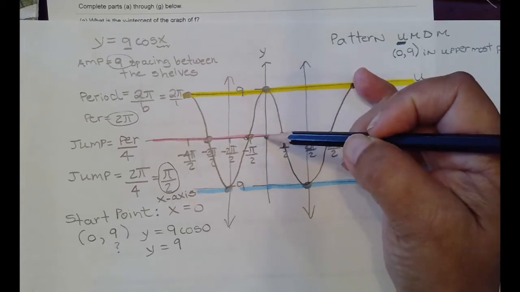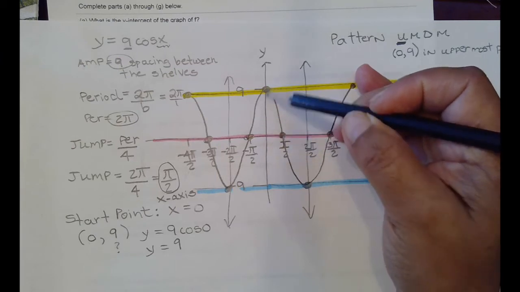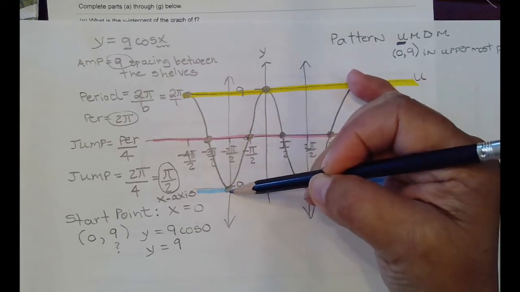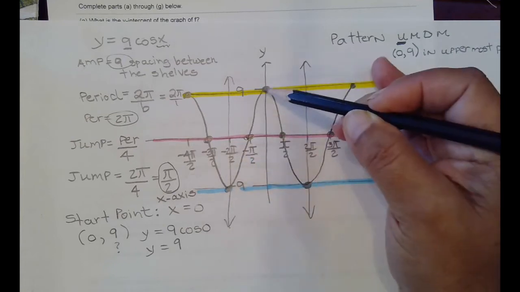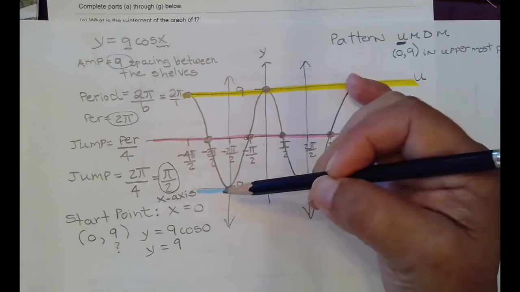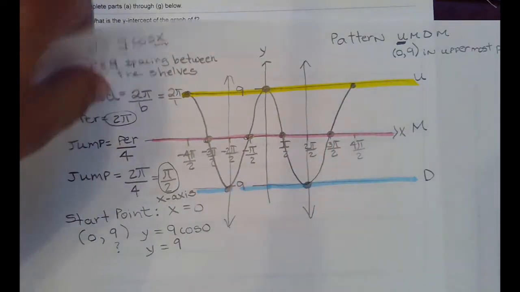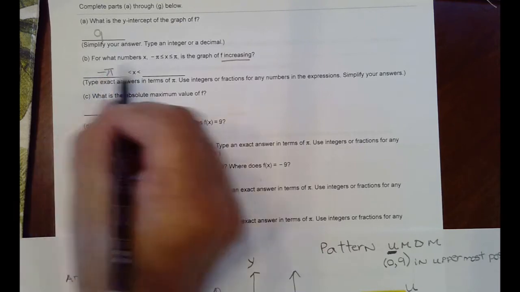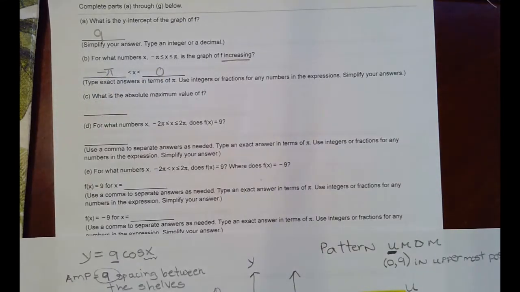Okay, next question, part C. What is the absolute maximum value of the f function, the function that we just graphed? Well, the maximum value is also that y-intercept. Notice that the highest points on this graph don't get any higher than 9. So the answer for that, 9.